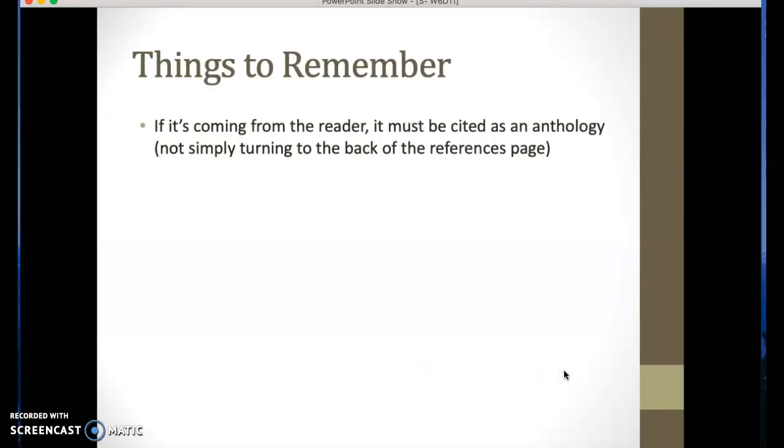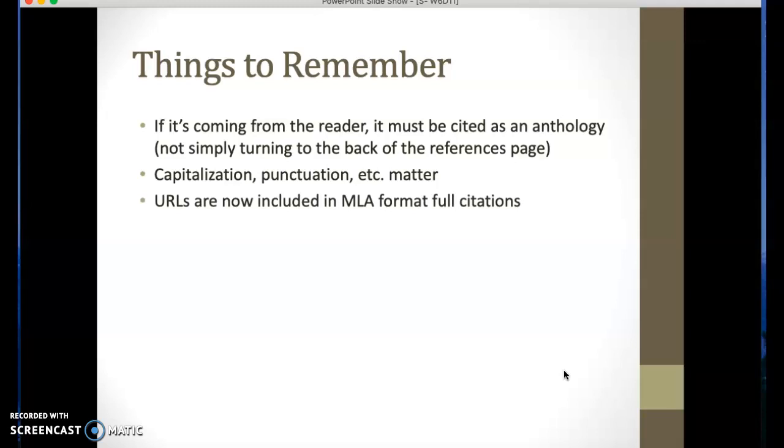So a few things to remember, just general rules about MLA and citations. If it's coming from the Few Reader, then it must be cited as an anthology. So you can't just turn to the back of the references page. You need to actually cite this anthology book, because the references page is going to show you where this article originally came from. So you need to cite the anthology book. Also, capitalization, punctuation, all of these things matter, especially when it comes to works cited pages. So make sure that you're doing that correctly.